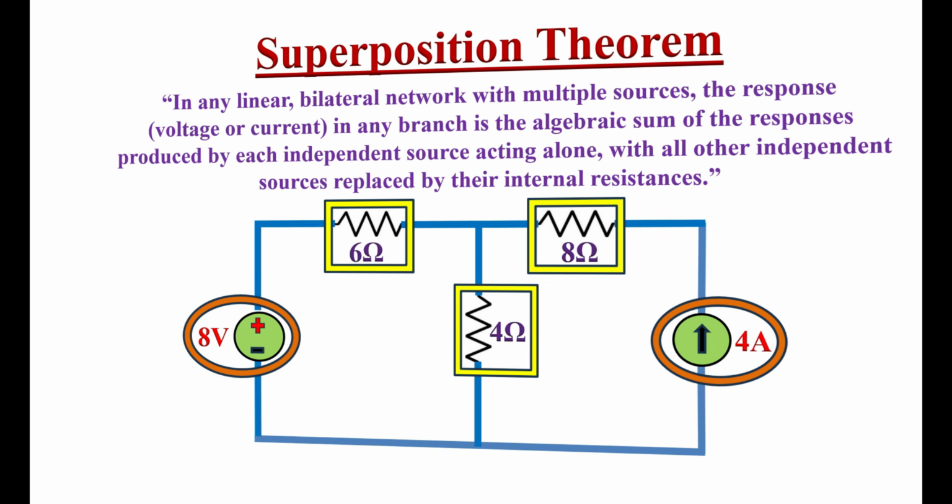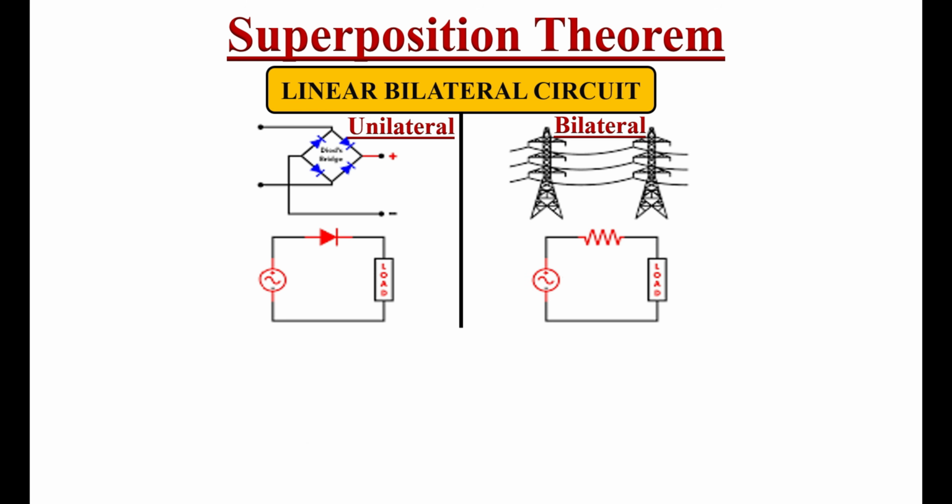at the end. Before we start, we must ensure our circuit is actually eligible for the superposition theorem. On the left, we see a unilateral circuit, commonly using components like diodes or transistors. They allow current to flow in one direction and change properties if supply polarity reverses. On the right, we have bilateral circuits. They permit current flow in both directions, maintain the same properties regardless of polarity, typically consisting of resistors, capacitors or inductors.